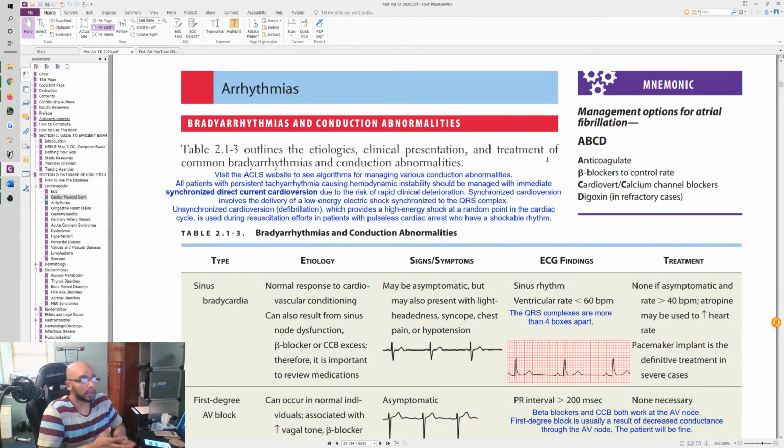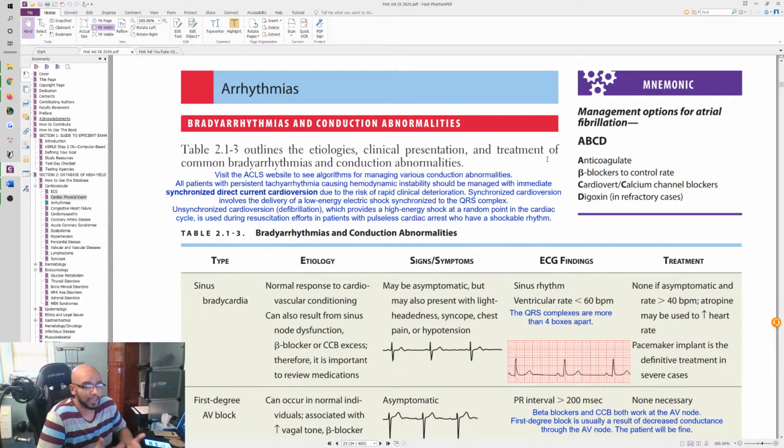When I was on the ACLS website earlier, I saw that they had a breakdown for each one of the major issues. Someone coming with AFib, atrial flutter, ventricular tachycardia, ventricular fibrillation, whatever it might be, they have an entire management breakdown on their website. They've done a really good job, and that's basically the protocol we all follow in American hospitals. All patients with persistent tachyarrhythmia causing hemodynamic instability should be managed with immediate synchronized direct current cardioversion. So cardioversion, everyone knows, of course, that's what you manage it with.